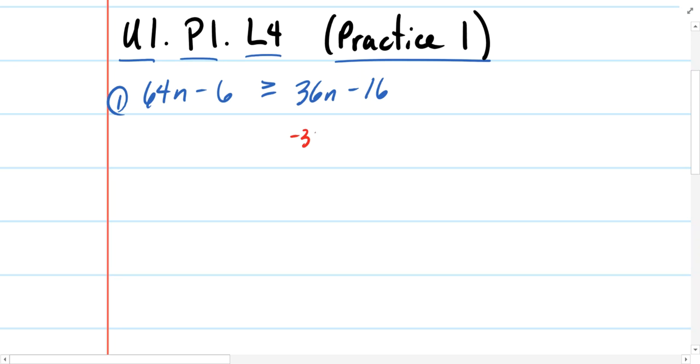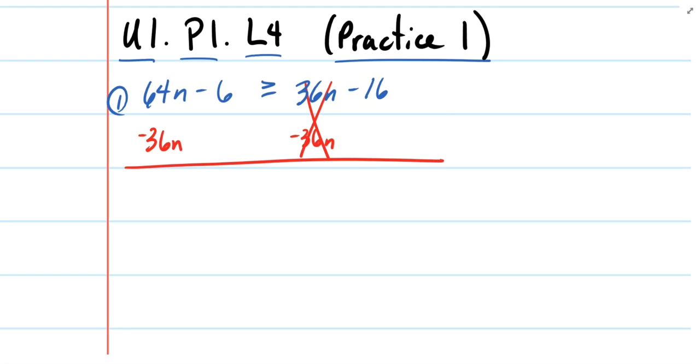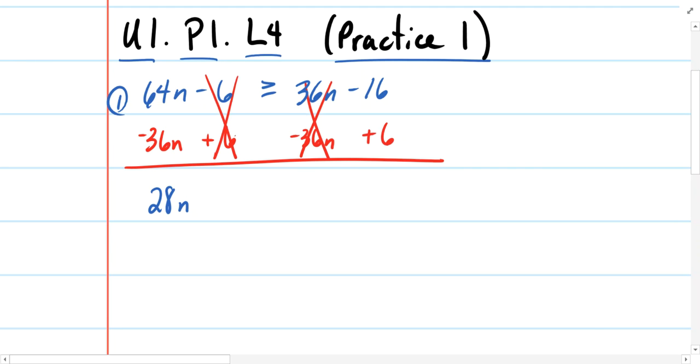I'm going to subtract 36n from both sides of the inequality. This way our n values move to the left, and 64 minus 36 is 28n. Now this can be done with mental math or a calculator. I'm not picky in this case. We will also add 6 to both sides of the inequality so that the numeric values end up on the right-hand side. And the 6's will cancel on the left. On the right we have negative 16 plus 6, which is negative 10.